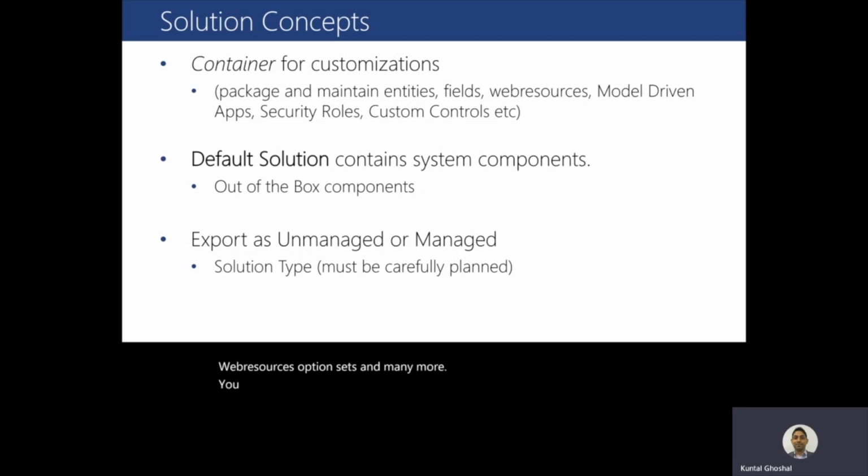You can typically get a solution from AppSource, which is created by some other organization or independent software vendor provider, or ISV, or you can even create your own solution for containing your own customizations that you are developing for your organization's needs. When you start working with Dynamics 365, there is a default solution as well, which contains all the out of the box key components. But it is always recommended, when you start customizing your platform, not to use the default solution, but rather create your own solution. We'll talk more about that in the coming slides.